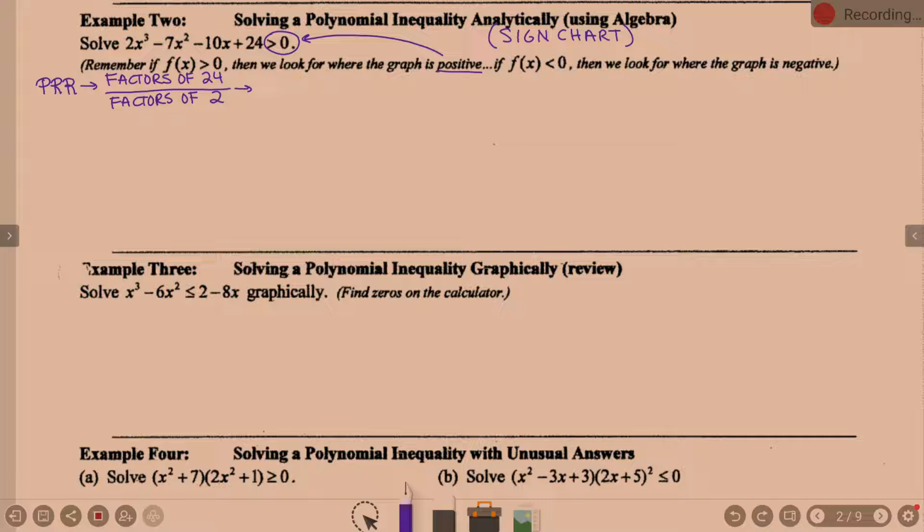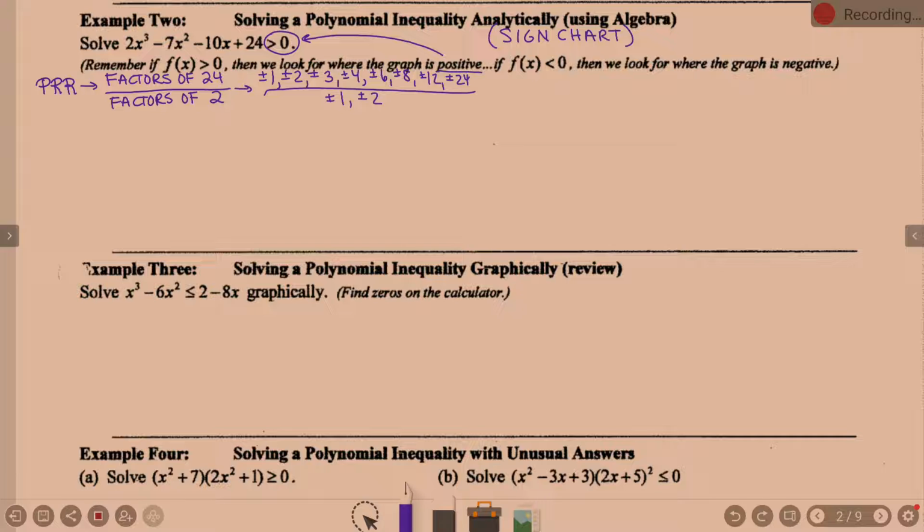Okay, what are factors of 24? 1, 2, 3, 4, 6, 8, 12, and 24, all over factors of 2, which are 1 and 2. And I did fail to mention I was putting plus or minus in front of all those, right? I just put the plus or minus in the beginning because it's annoying.